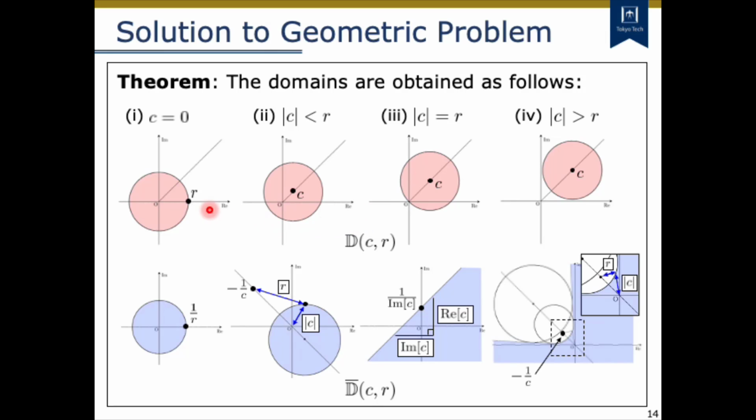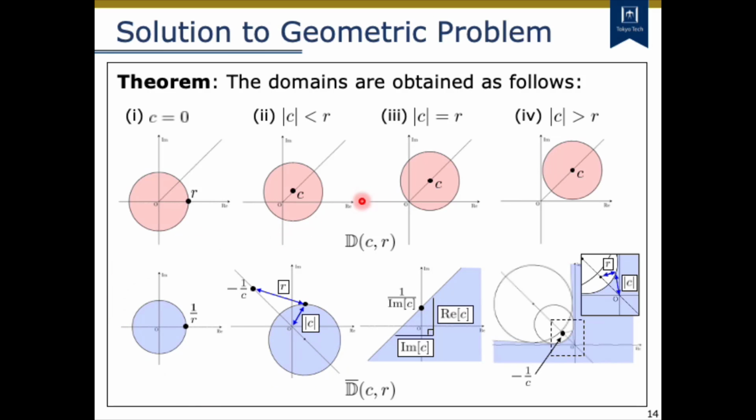Here, as in the upper subfigures, a given domain D is divided into the four cases depending on the location of the disk. And then, as in the lower subfigures, a compatible domain D bar is derived for each case. It is interesting to see that if the origin is inside the plant domain, like in the first and the second cases here, then the controller domains are also obtained as disks like this.